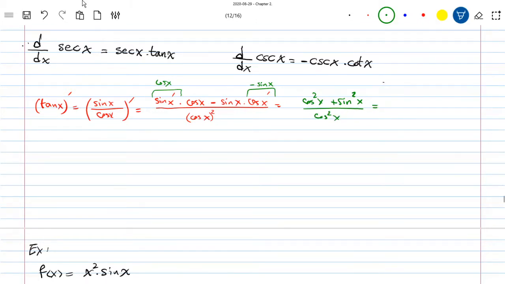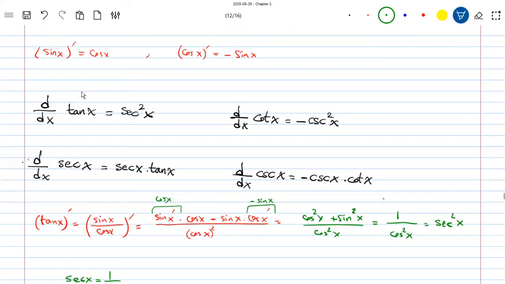And what is this? Cosine squared plus sine squared. Remember the identity, it is 1 divided by cosine squared x. So what is 1 divided by cosine squared x? Secant x is 1 divided by cosine x by definition. So what would be secant squared x? It would be 1 divided by cosine squared.